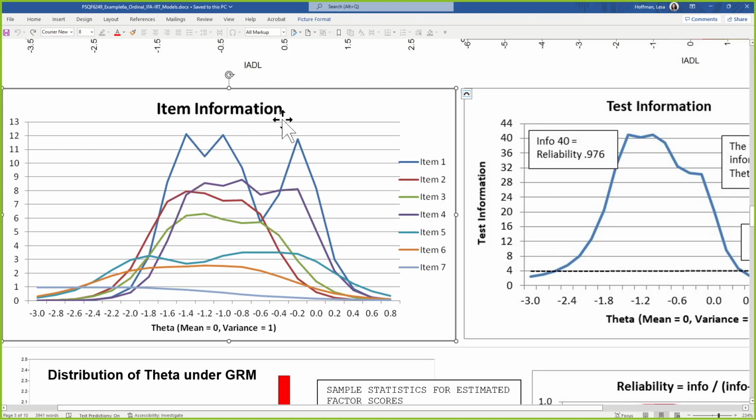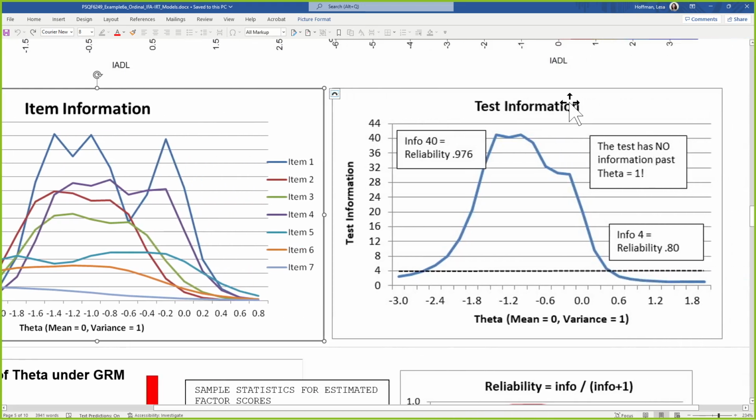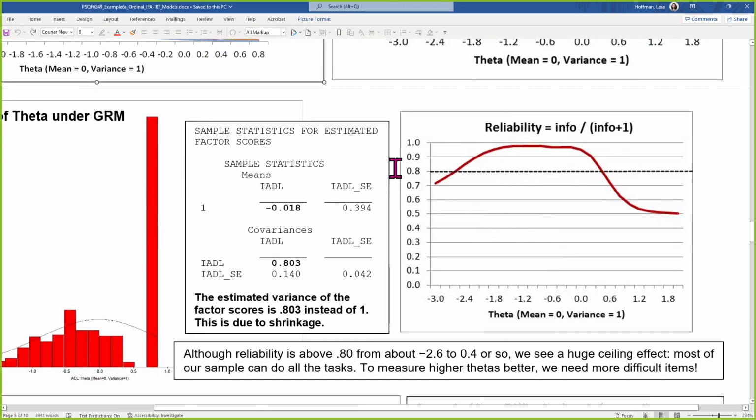The sum of these item information curves is test information, or total information. And this plot on the y-axis is information. I can convert that into reliability by taking it as information over information plus 1. So this then, if I were writing this up, I would say this measure has acceptable reliability if I define acceptable as greater than 0.8 from a theta of about minus 2.5 up until about maybe 0.5 or so, and after that it's not acceptable anymore. So we see a wider range than we did with the binary items, but we still haven't solved the problem that this measure is not going to be appropriate to distinguish people of high ability.